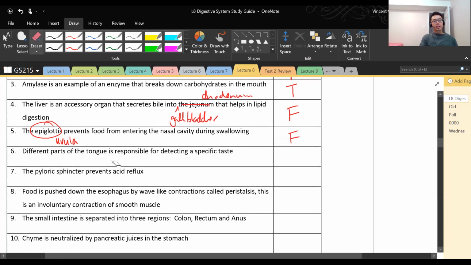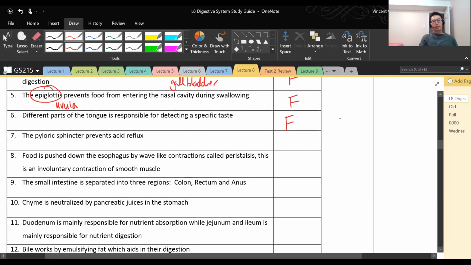Different parts of the tongue are responsible for detecting a specific taste. That is false. Okay, you know that diagram that you might have seen before, like the front is for sweet and then the side is for salty or whatever. Right, that's not true. The entire tongue is responsible for detecting all the tastes. Some areas are more sensitive than others, but for the most part, it's able to detect all the tastes all over the surface of the tongue.